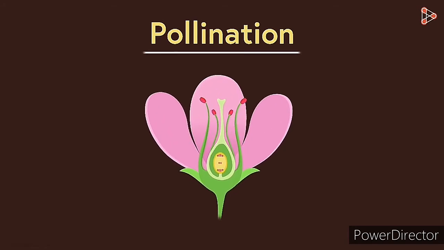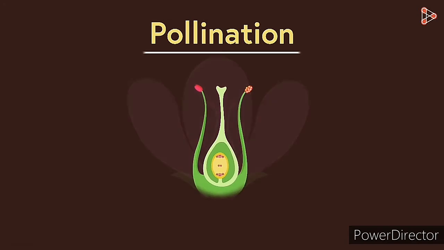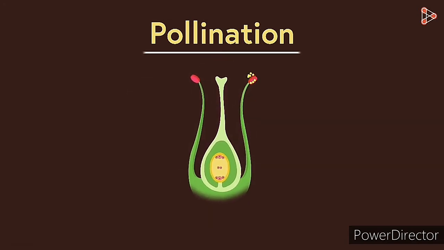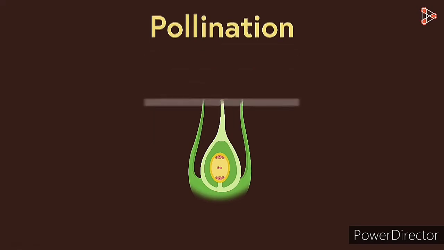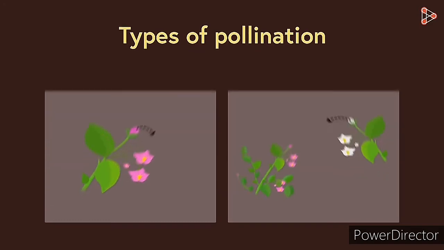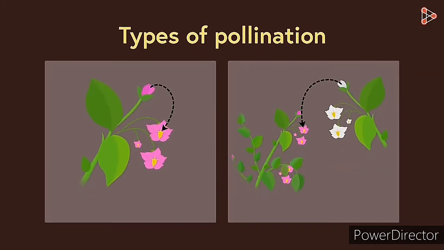The process of pollination occurs in flowering plants. Pollen grains are transferred from the anther to the stigma of the same or a different flower. We have also discussed the types of pollination. They are self-pollination and cross-pollination.